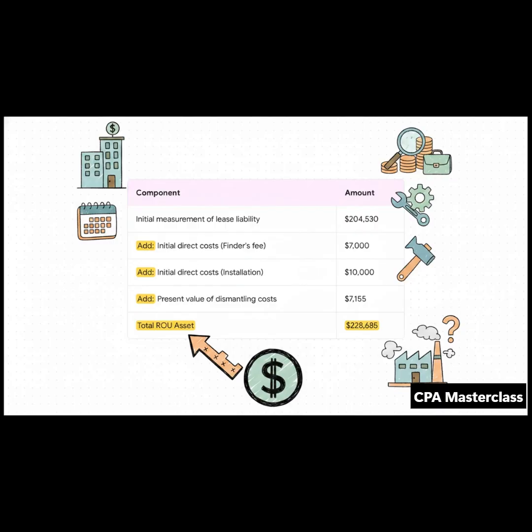Okay, so how do we get to our final ROU asset value? Let's take it step by step. We always start with the initial measurement of the lease liability. That's the $204,530. But we don't stop there. We have to add any initial direct costs. Think of these as costs you wouldn't have had if you didn't sign the lease. In this case, that's the $7,000 finder's fee and the $10,000 for installation. Finally, we add the present value of what we think it'll cost to dismantle the equipment later, which is $7,155. Add all that up, and we get our grand total.